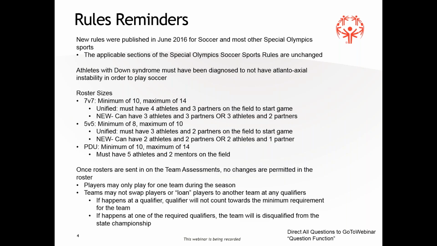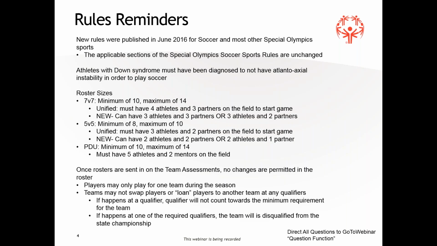Okay, so as I was saying, we have the couple changes, nothing too much. For 7v7, we have a minimum roster size of 10 and a maximum of 14. You cannot have more than 14 on your team, and you cannot have less than 10 on a 7v7 team. If you are a unified team, you must start the game with 4 athletes and 3 partners on the field. No more, no less.